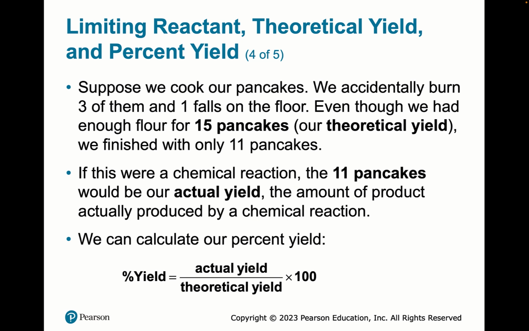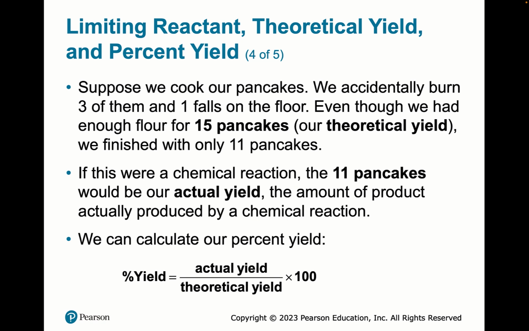So let's say we cook all our pancakes, and we have enough flour for 15 pancakes, but something happens. We burn some, one falls on the floor, I don't know. Either way, we didn't get all our 15 pancakes. We only got 11 pancakes. So this would be our actual yield. Due to issues that came up, we only get a certain amount of yield, and then we get our percent yield.